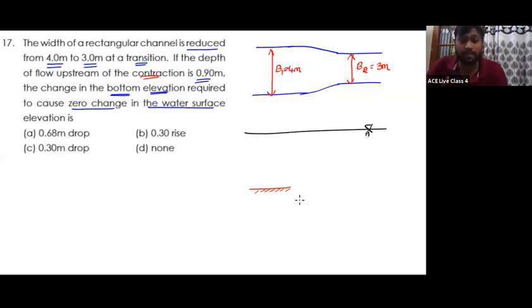This is what I am asking you. I don't want any change in the water surface elevation. The meaning of elevation is from the normal datum to the water level, which means the water level should remain constant. Now, the question is, how much change? In the given question, did they mention whether the channel bottom elevation rises? No. Channel elevation drops? No. They just asked the change. So we don't know whether it is going to be a rise or drop.